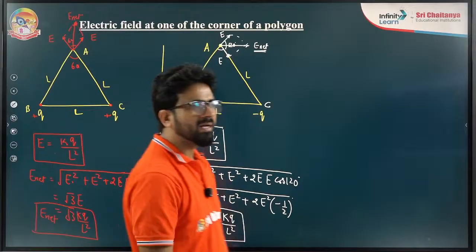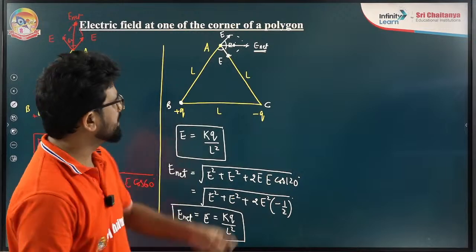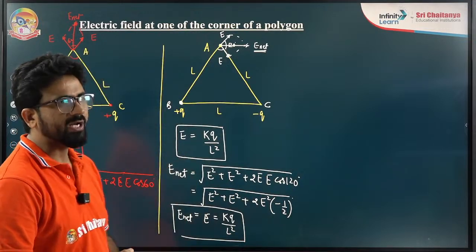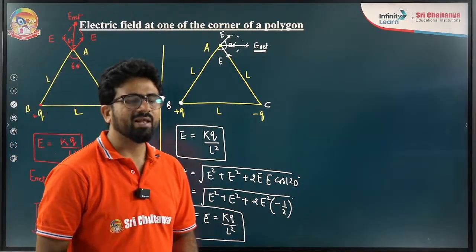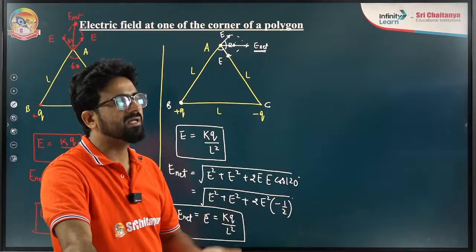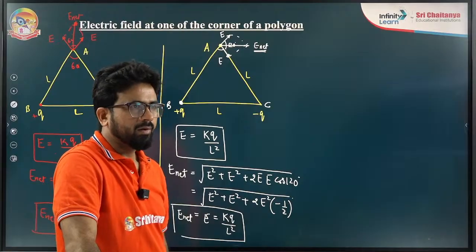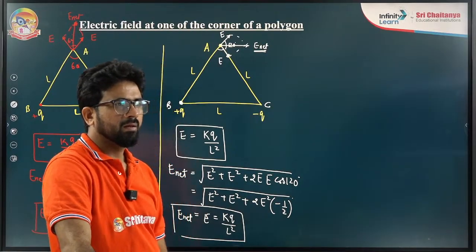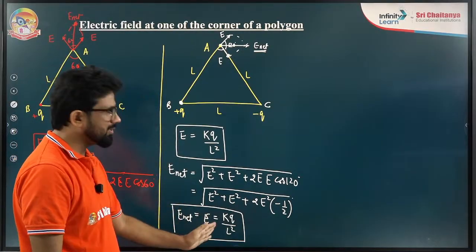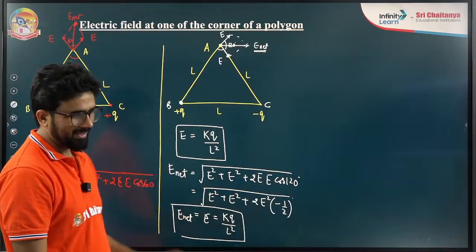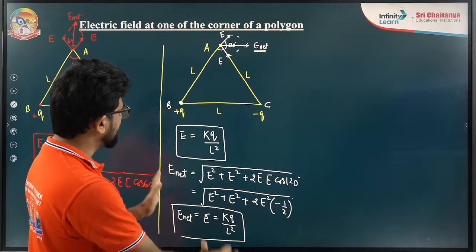That is the answer. This is the field at one of the corners. It is clear to everyone? No, Amala, there is no charge present at A. No charge is present. I told you already that when we are calculating field, it does not require any test charge particle. If present, good; if not present, then also good. Got it? This is very simple: E net is equal to E, KQ by L square. Very basic calculation we can do.